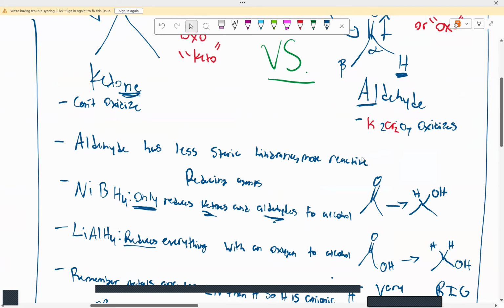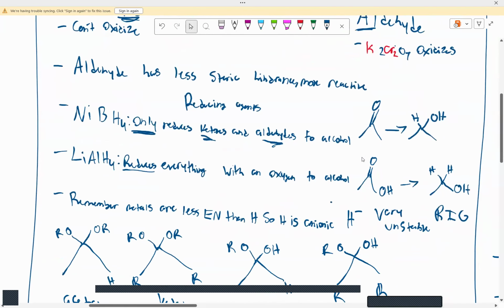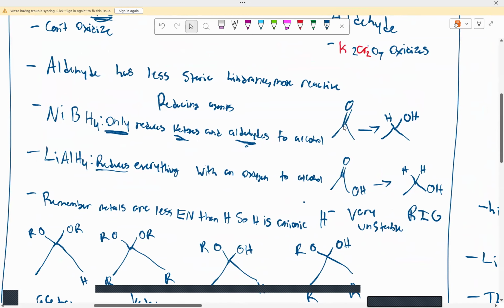And then some of the reducing agents that I want to go over. There's the nickel one, and it only reduces ketones and aldehydes to alcohols. This is really important. Whereas the lithium reducing agent will reduce everything with an oxygen to alcohol, like your carboxylic acids, your esters, et cetera. Here I have an example of a ketone getting reduced to a secondary alcohol, whereas this carboxylic acid will become a primary alcohol.